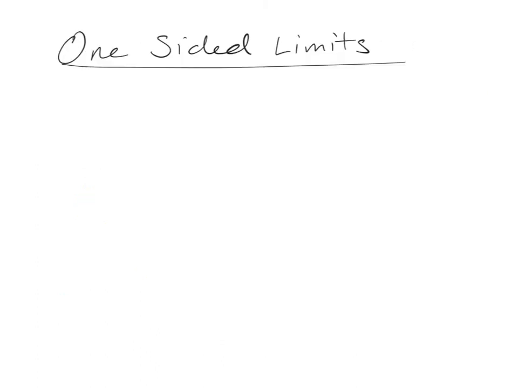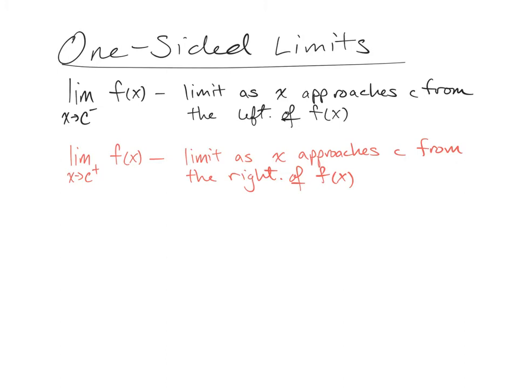Before we take a look at continuity, it is a good idea to first understand what one-sided limits are. A one-sided limit is defined as the following. Here you can see there are two versions of one-sided limits. This first version we have the limit as x approaches c from the left, that's what this negative exponent means, of f of x. In red, we have the limit as x approaches c from the right, that's what this plus sign means, of f of x.